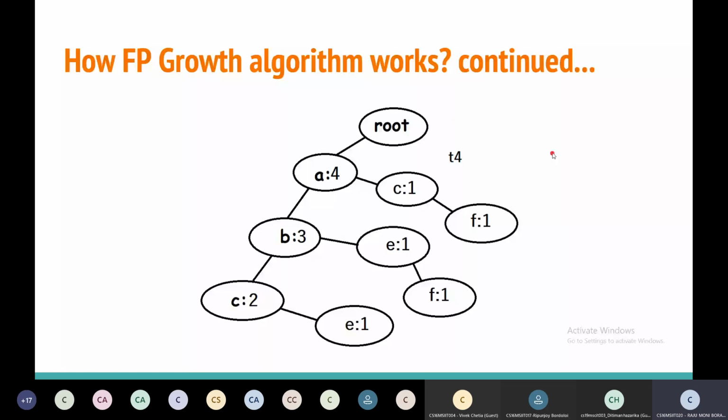After this, we need to create the conditional FP tree. The concept of the conditional FP tree was not understood by me, so I will be closing the session here. Thank you. That's all.